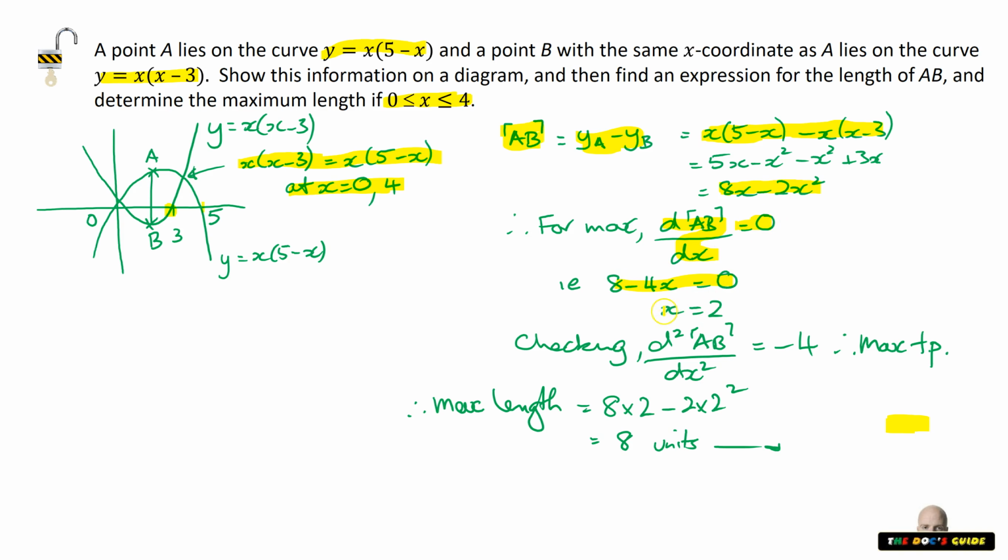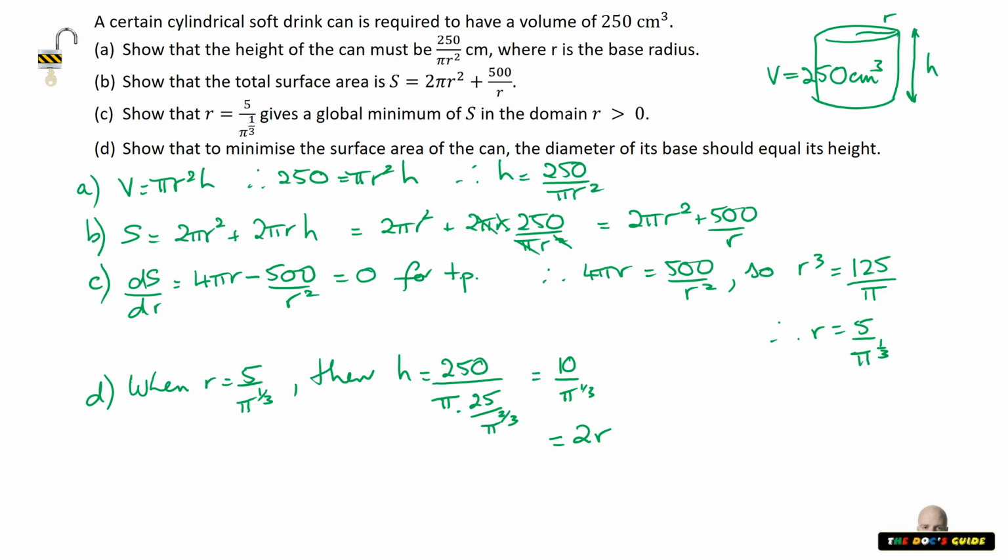That has to equal 0, which is where x equals 2. If we check, because it's nice and easy to get the second differential here, that's minus 4. So we are talking a maximum turning point, so a maximum length as we wanted. And then the actual value of that maximum length we get by substituting back in, and we find that that's going to be 8 units.